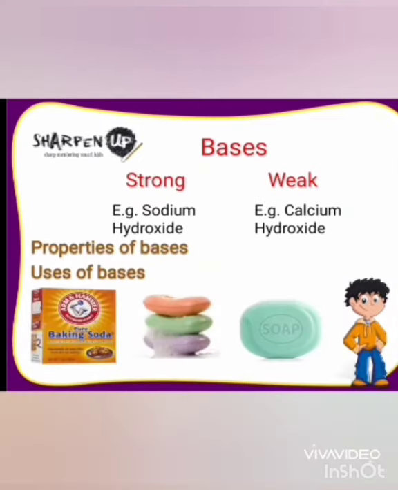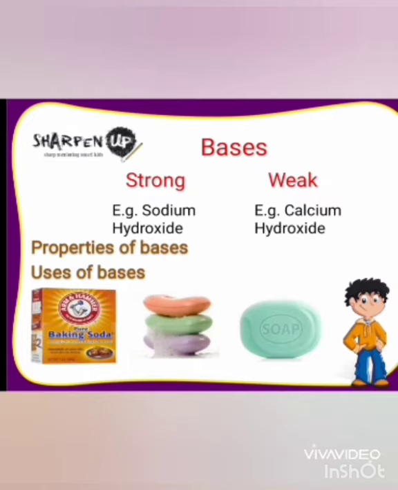Now we have bases. The substances which are bitter in taste and soapy to touch are known as bases. Bases can be strong or weak. Strong bases like caustic soda and potassium hydroxide are very corrosive in nature. Properties of bases: bases are bitter to taste. Bases are soapy to touch. Bases may or may not be soluble in water.